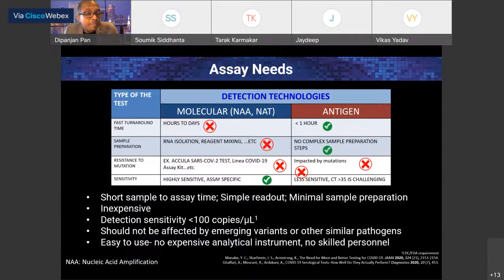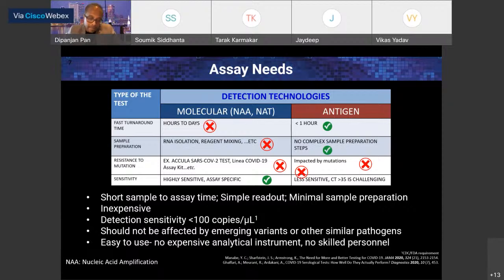And if we're talking about RT-PCR, then the result would take from 4 hours to 2 days. And we have all experienced that in our life, right? So the bottom line here is that the tests need to be simple, the readout needs to be simple, with minimal sample preparation. We need to do it at home or in a setting where there are no labs, no experts, no expensive analytical instruments, and it has to be inexpensive.